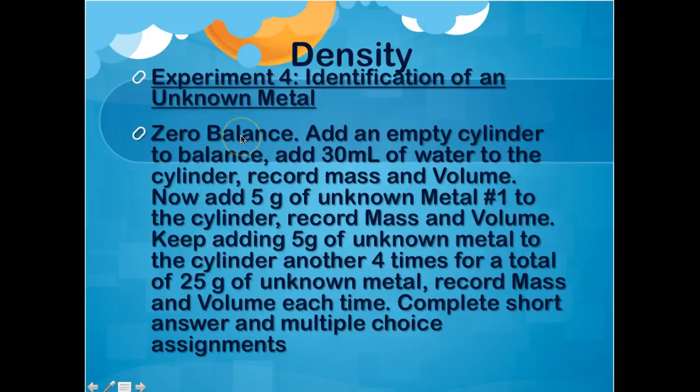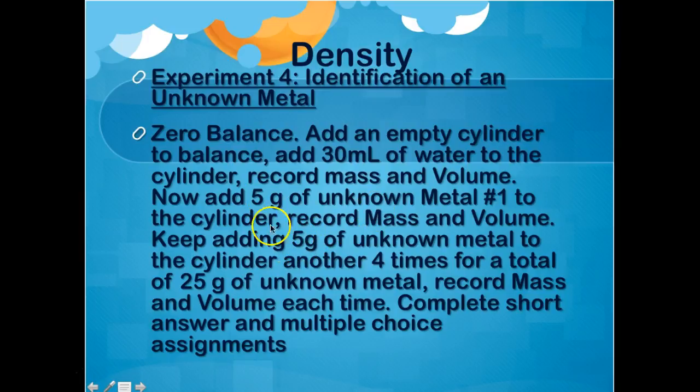Again, you're going to conduct this fourth experiment with the unknown metal. You'll zero the balance, take another empty cylinder, add 30 mils of water, and again record the mass, which should be again around 84 grams. Now you're going to add 5 grams of that unknown metal 1 and record mass and volume, although in the data table they don't have a spot for this 5 grams of the unknown metal. Instead, they're going directly to 10 grams.